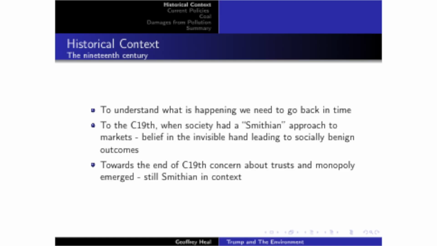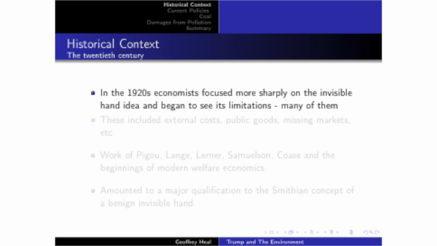Okay? Now, towards the end of the 19th century, we began to have some questions about the invisible hand. We began to introduce antitrust policy, things of that sort. But that, of course, was still really, in many ways, Smithian. Smith was very much concerned about monopoly policy and things of that sort.